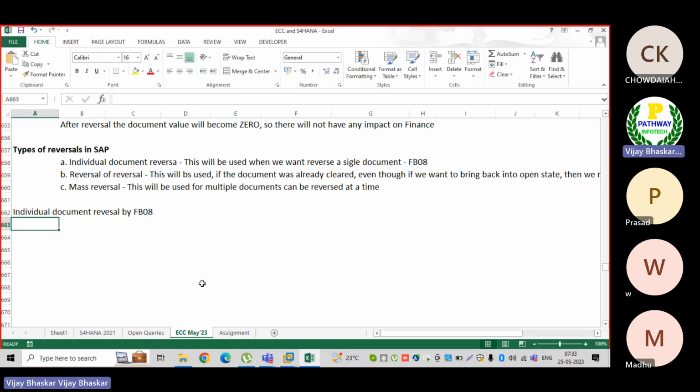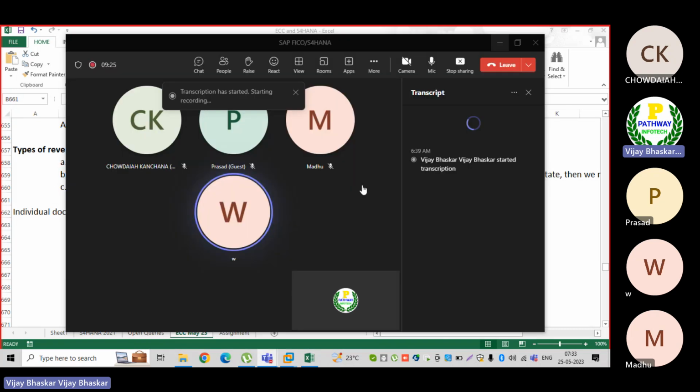So the next options, reversal of reversal and then mass reversal, we'll see and continue in the next session.